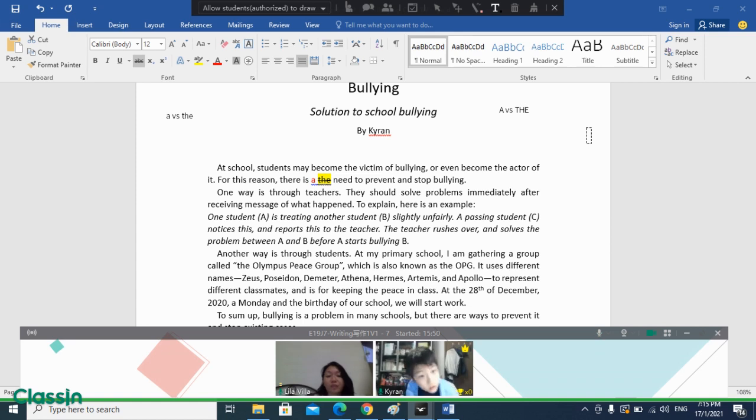No. See, look at this. For this reason, there is a need to prevent and stop bullying. Okay, earlier it was for this reason, there is the need to prevent and stop bullying. So what do you think is the difference in terms of meaning? In terms of meaning? Yes, in terms of meaning. That's a little hard.